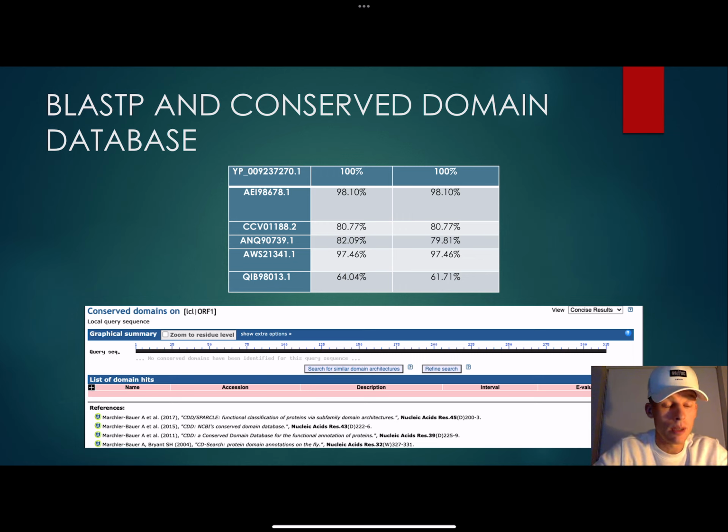The conserved domain database. The purpose for this one is to find out if there were any motifs in my gene. Unfortunately, I did not get any hits on this one, but that's likely just due to the limitation of the database itself. It's likely not been characterized yet.